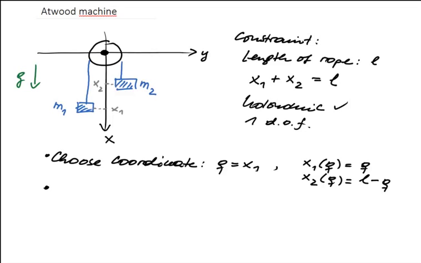With these coordinates, we'd like to find or express the Lagrange function. For this, we need the potential energy and kinetic energy. Let's start with the potential energy. The potential energy in Cartesian coordinates is minus the gravitational potential, the potential energy in the gravitational field of the first mass, which is minus m1 g x1, and the potential energy of the second mass in the gravitational field, which is minus m2 g x2.